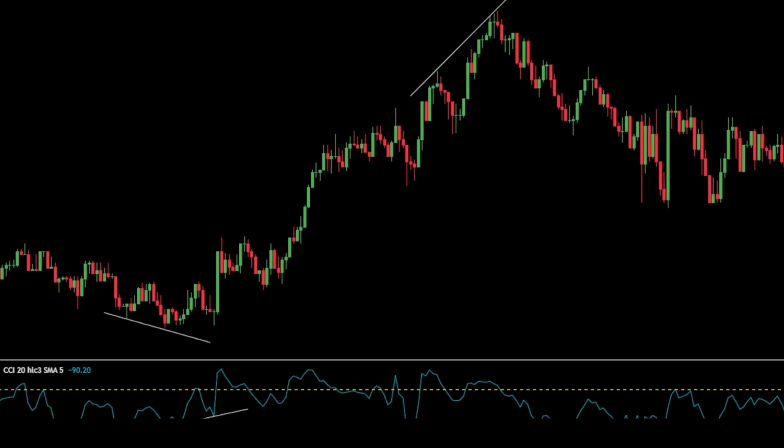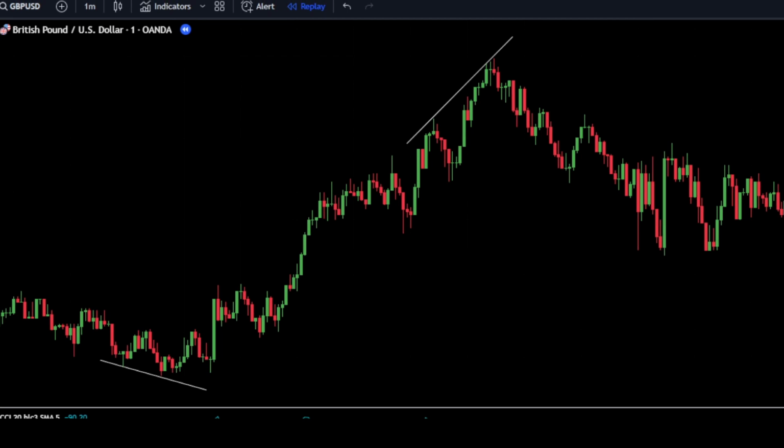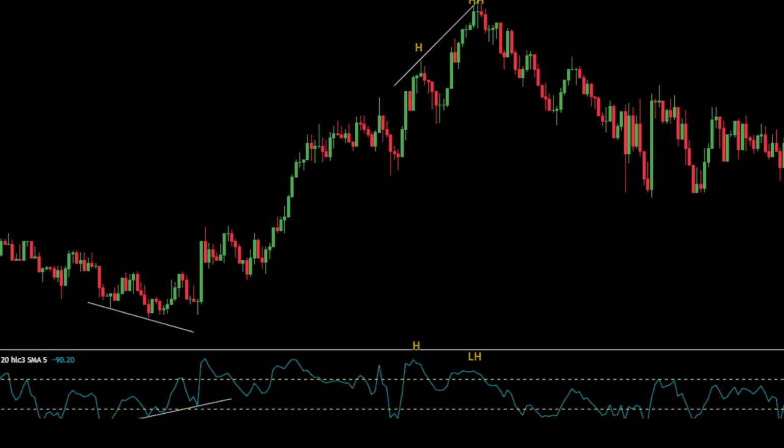Now let's look at an example of bearish divergence. In this example, we will see that the price forms a higher high or a new highest point compared to the previous high. At the same time, you can see that the CCI indicator forms a lower high or a high point that is lower than the previous high.